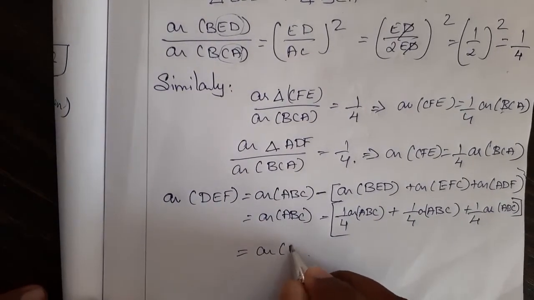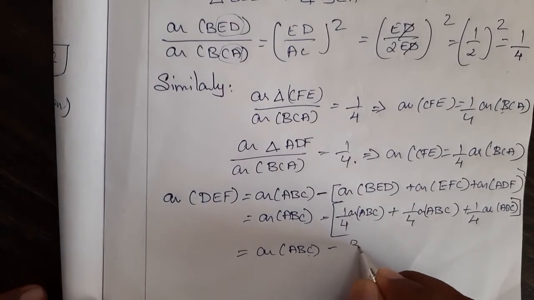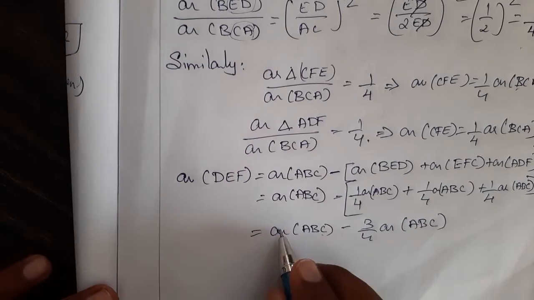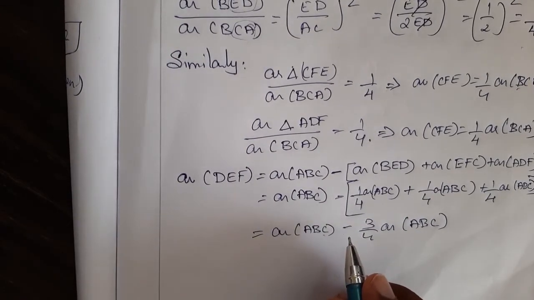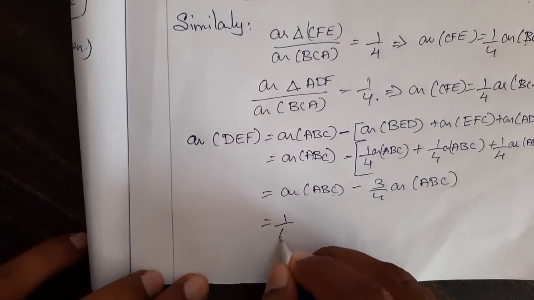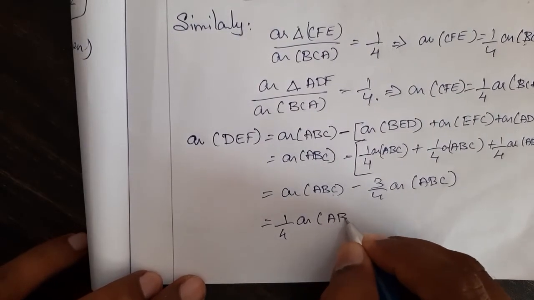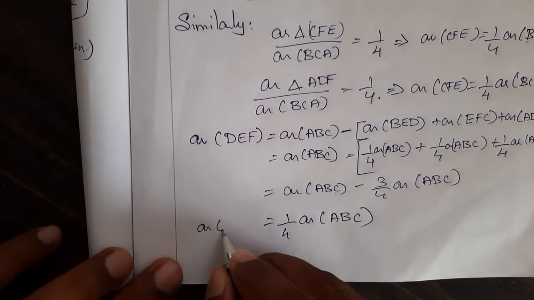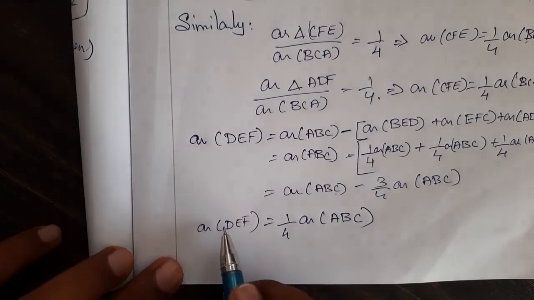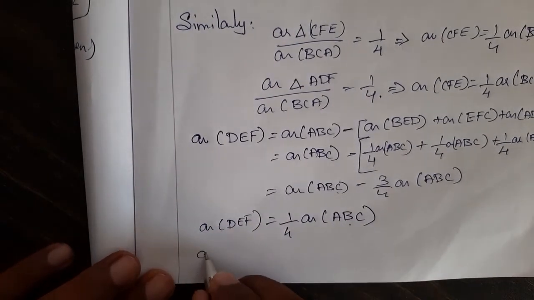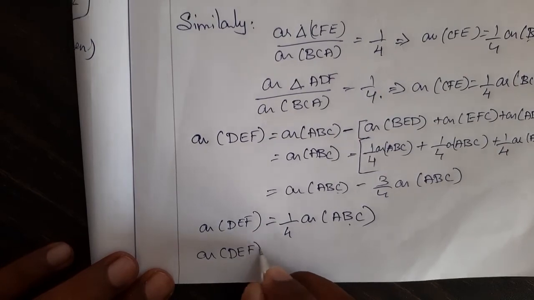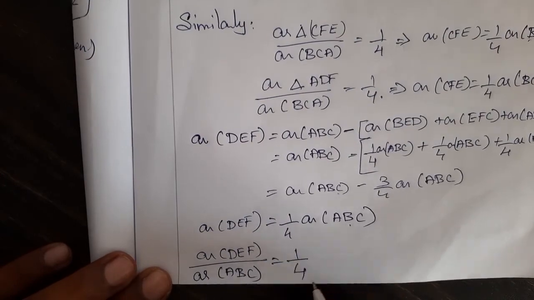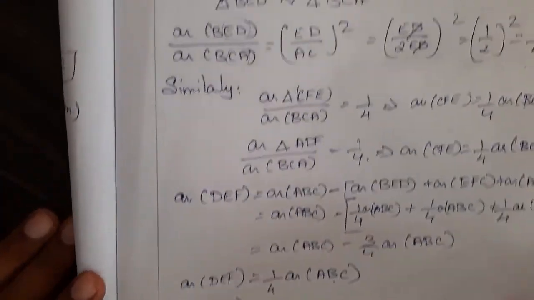Here it is the area of triangle ABC minus 3 by 4 of area of triangle ABC. So 1 minus 3 by 4 means cross multiply, 4 minus 3 is 1. So the balance is 1 by 4, so 1 by 4 of area of ABC. So here is the area of DEF. We need a ratio in terms of DEF and ABC, right? Let me bring this side. So area of DEF divided by area of ABC is equal to 1 by 4. So the ratio is 1:4, right?